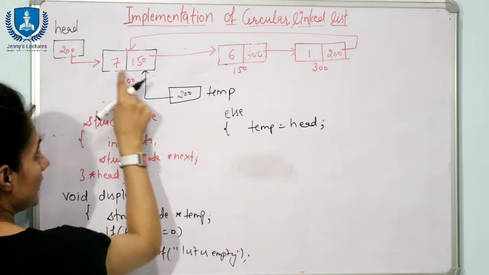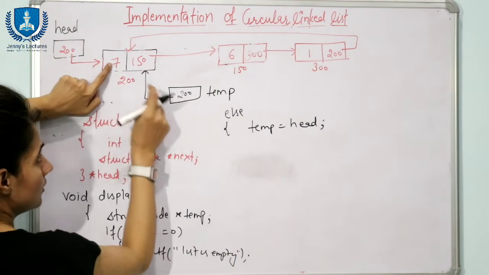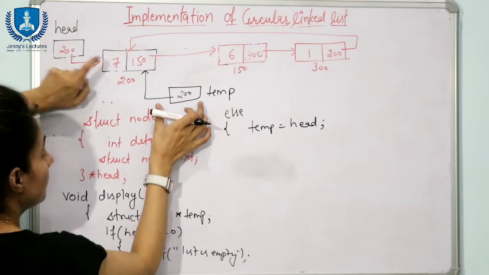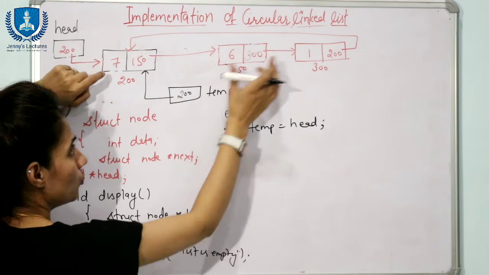So now how can you print this data? See, this node is having a pointer temp and head also, but we will use temp because we are going to move this temp.